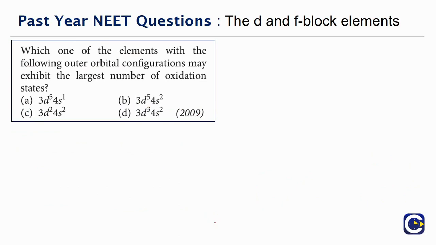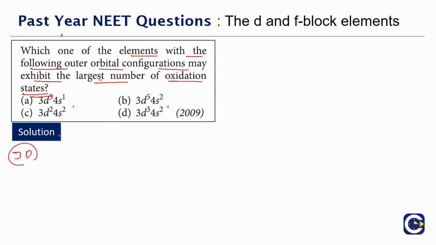Next we have a question that has come in the year 2009. Which one of the following elements with the following outer orbital configuration may exhibit the largest number of oxidation states? The options are 3d5-4s1, 3d5-4s2, 3d2-4s2 and 3d3-4s2. These elements are all 3D series elements. 3d2-4s2 is titanium. 3d3-4s2 is vanadium. Then we have chromium, which is 3d5-4s1. Then we have manganese.